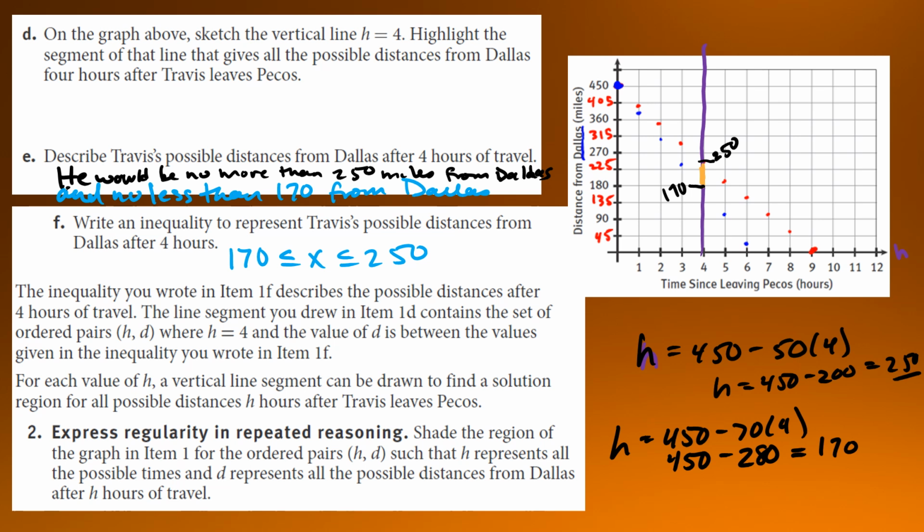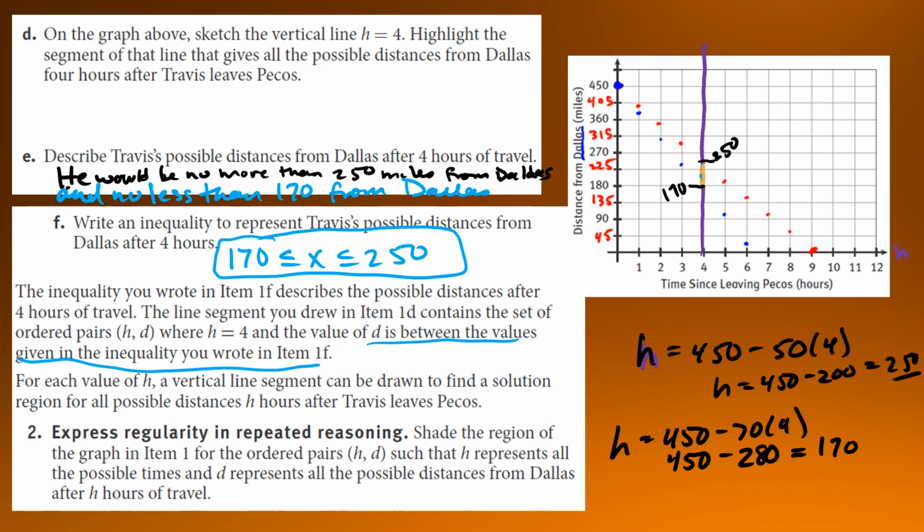The line segment we drew contains the set of ordered pairs h, d, so hours and distance pairs, where h equals 4. So in this yellow part here are a million trillion little solutions to h, d pairs that would make that true, because he can be going part of an hour and part of a mile. So there's all kinds of little distances in between there, and that's why we write it as an inequality like this, because we wouldn't be able to list all the possibilities. The value of d is between the values given in the inequality we wrote.